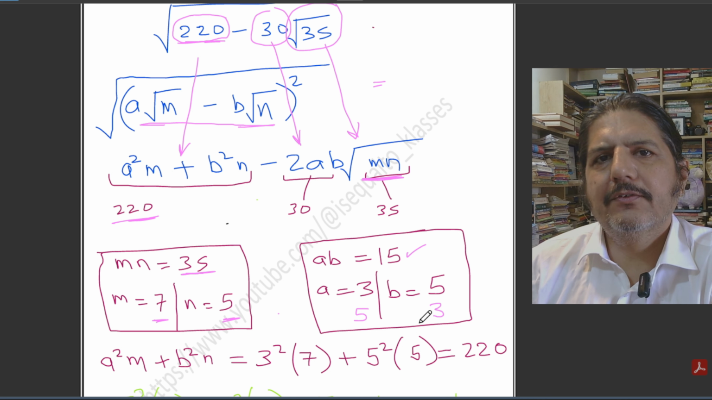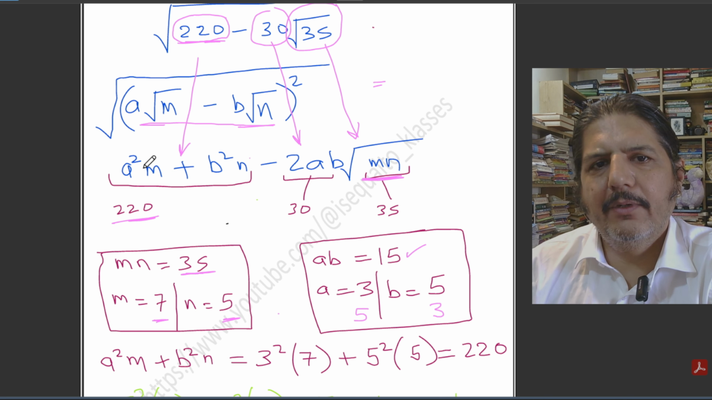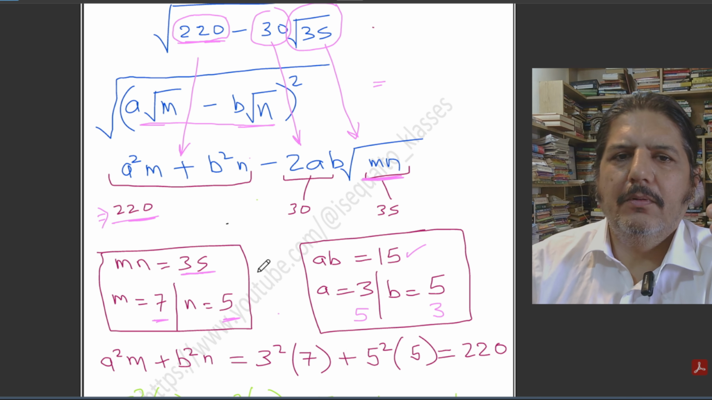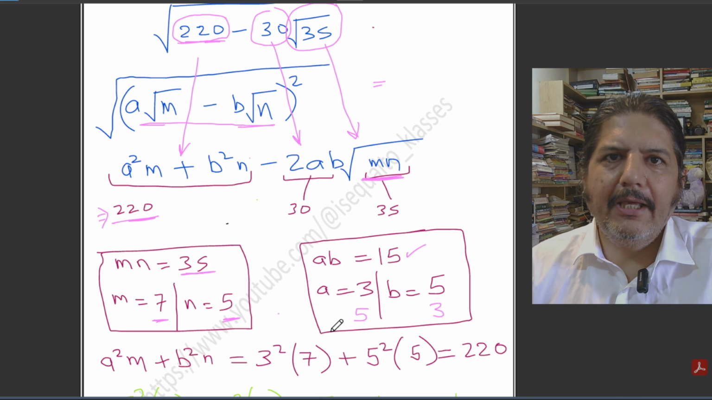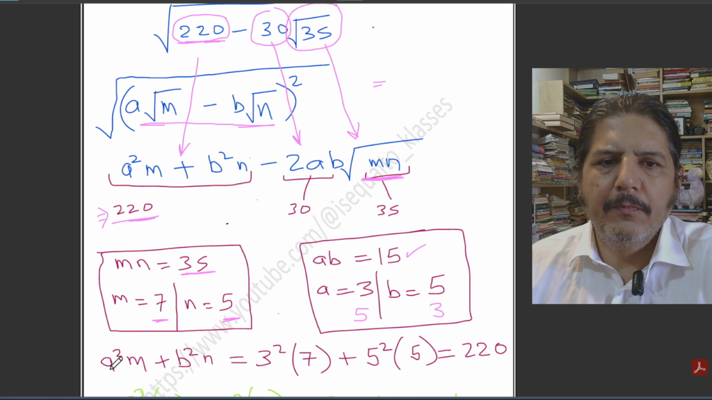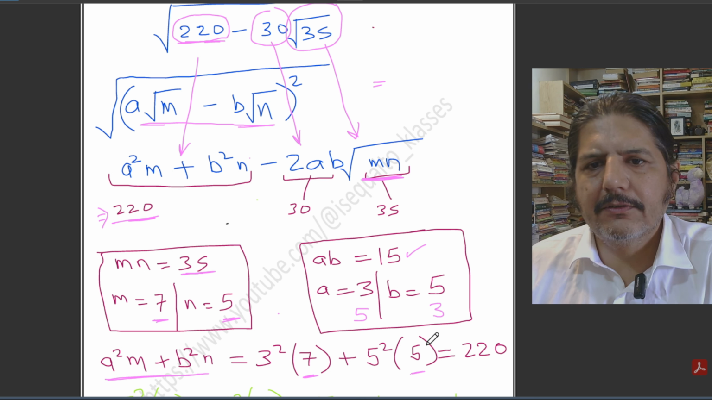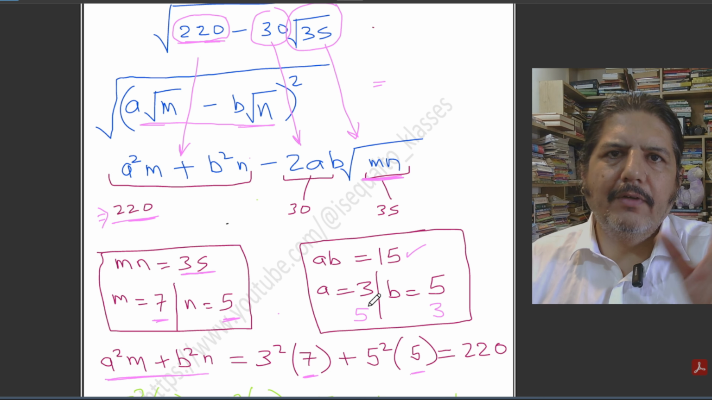How do I check which is the right option? I check that using this expression. I know my A square m plus B square n is equal to 220. Now I'll put the values of A and B in this expression and try to find out what works. So I have A square m plus B square n. Values of m and n would remain 7 and 5. That is fine. I'll have to check for the values of A and B.